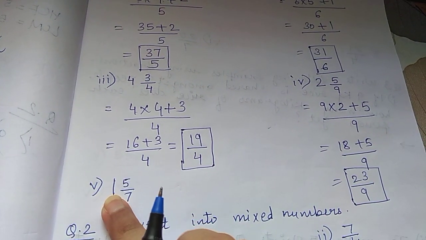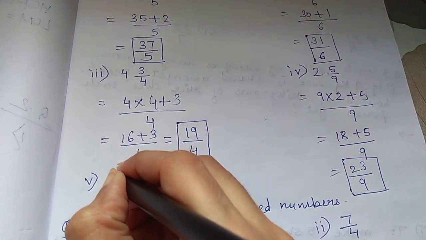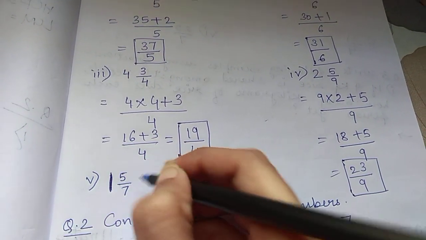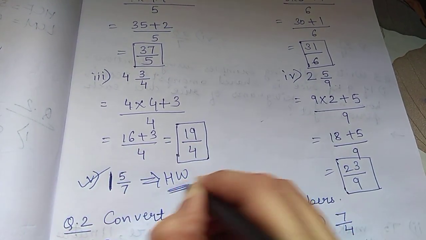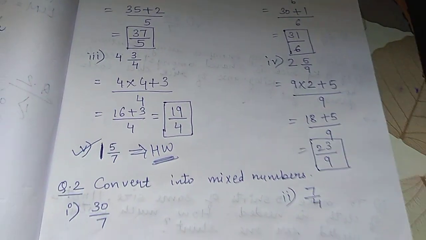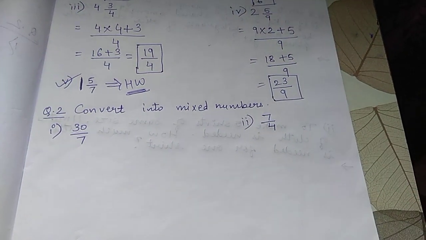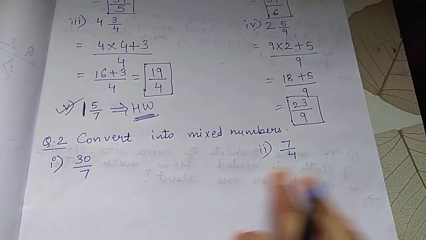Question number 5. 1 5 upon 7. This sum is for homework. Okay. Let's see question number 2.